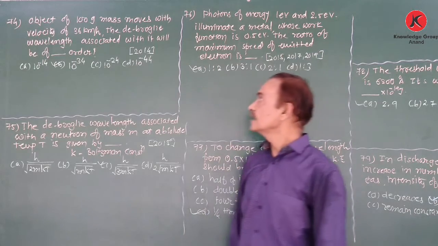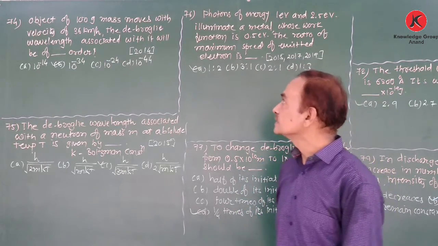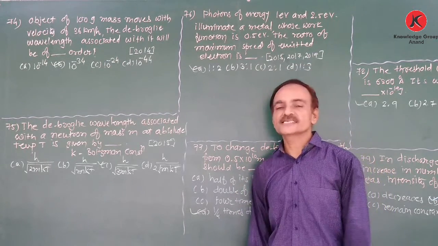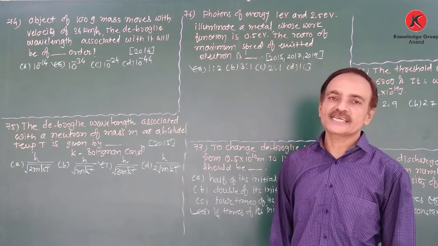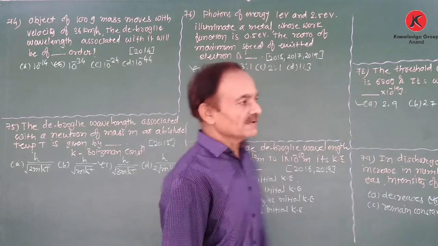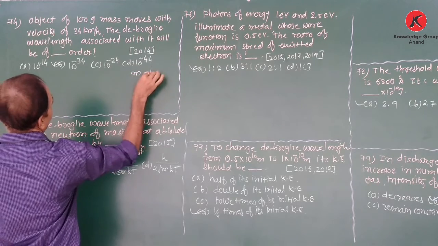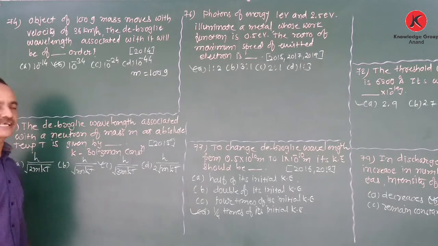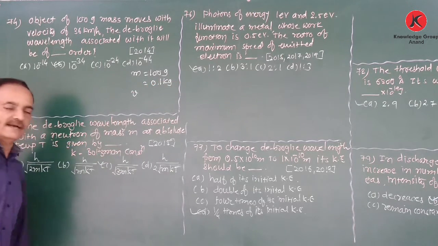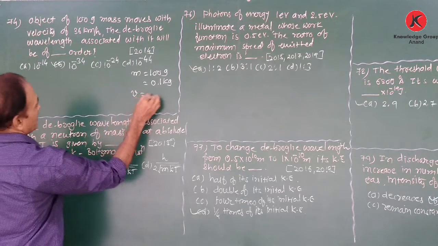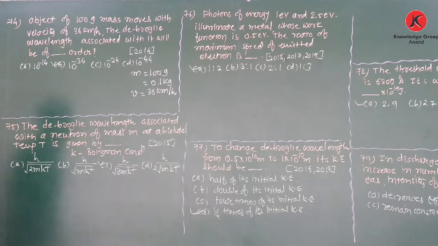Now friends, the next question asked in 2014: an object of 100 gram mass moves with a velocity of 36 km per hour. The de Broglie wavelength associated with it will be. So now listen here, the mass and velocity are given. Mass is given as 100 gram, convert into kg, therefore 0.1 kg. Velocity is given as 36 km per hour, convert into meter per second.